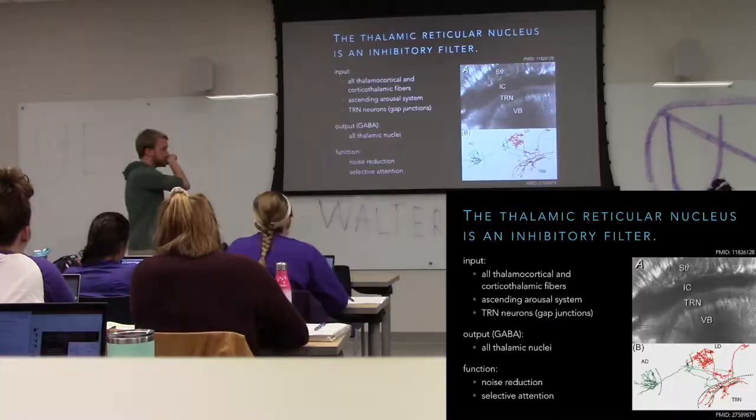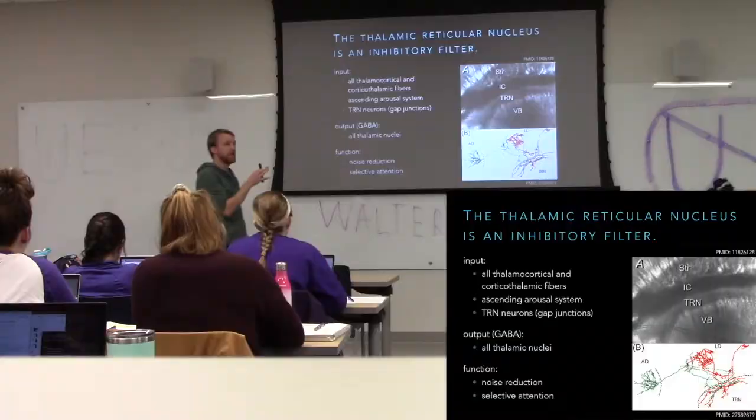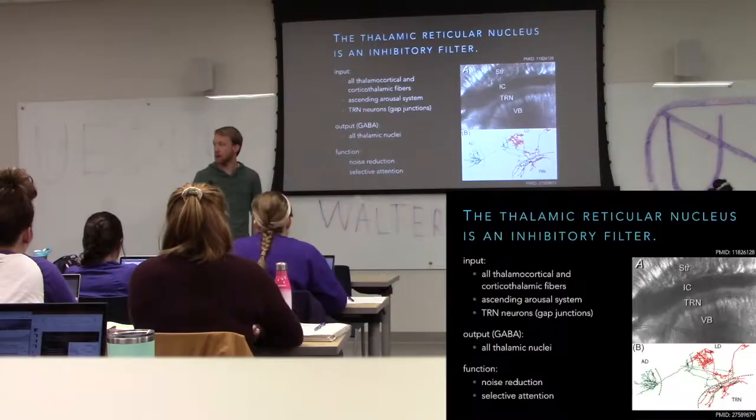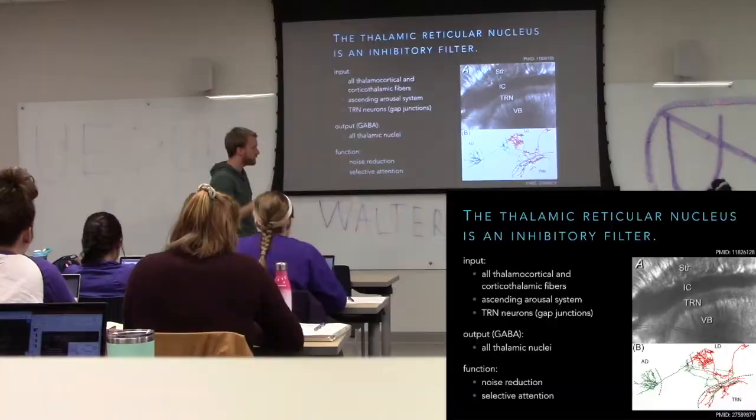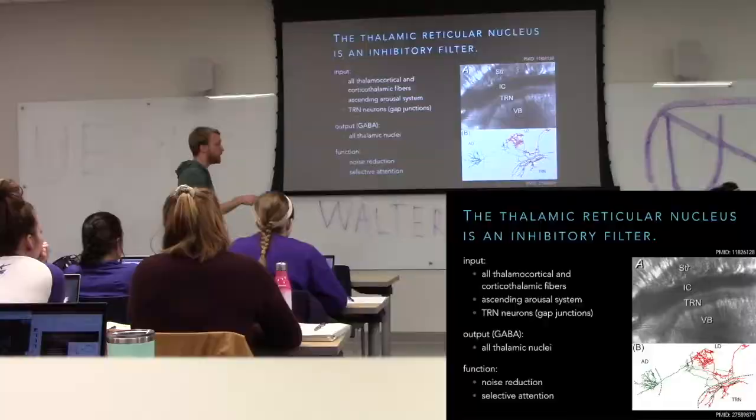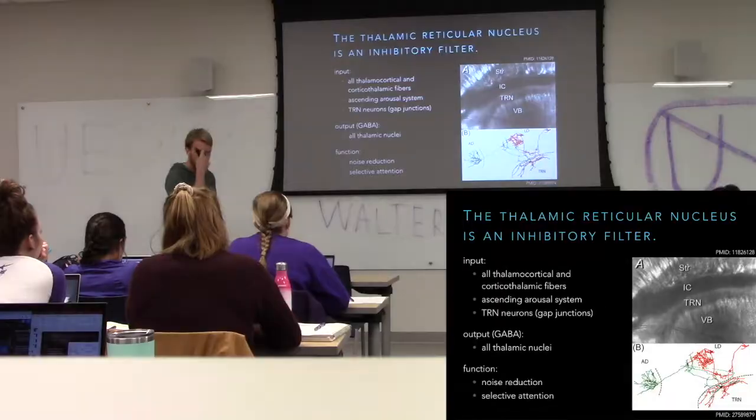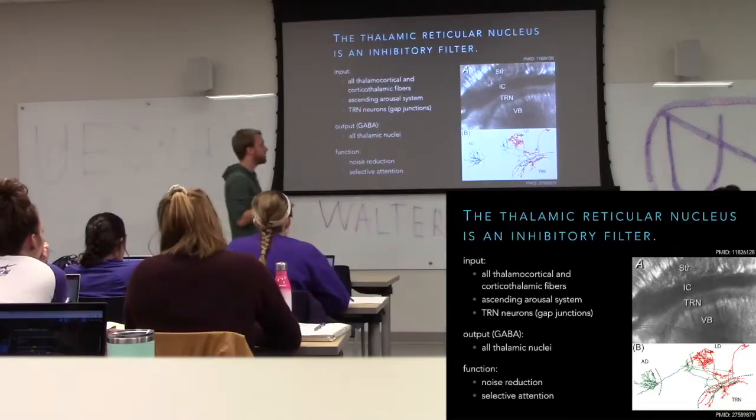The output is going to go back to all of those nuclei that we went over in the first part. And it's going to be fairly widespread. Here's two different reticular neurons. One's colored green, one's colored red. You can see, even though they're right next to each other in the reticular nucleus, you can't even tell their cell bodies apart. That's how close they are. We'll see why they're that close in a bit.